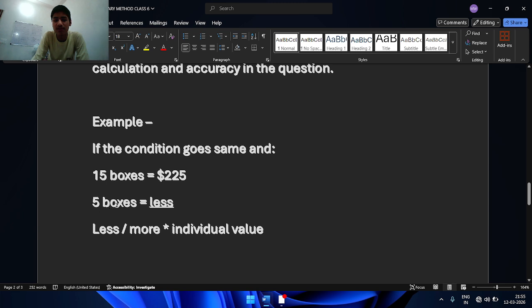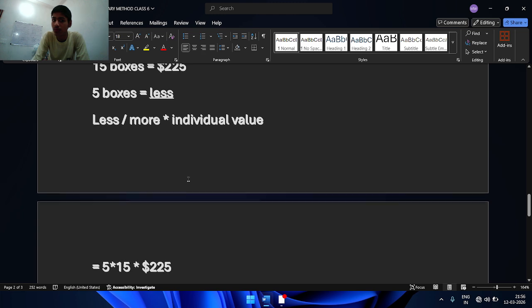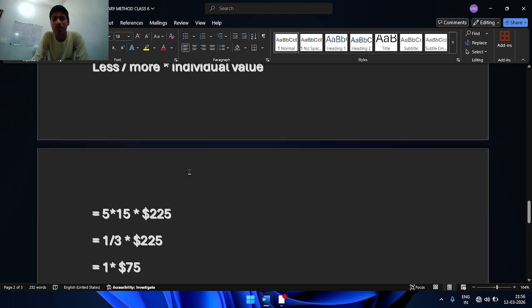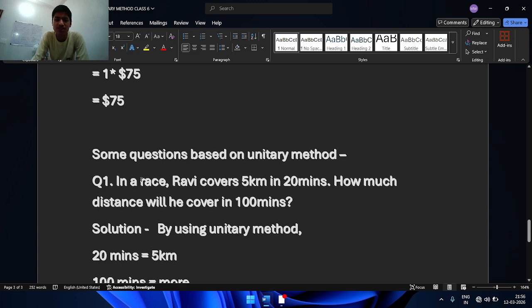If I say that 5 boxes is $75, and if I talk about 1 box, less by more into individual, again same, 1 by 15 into 225, so 1 box will be $15, that is the same.